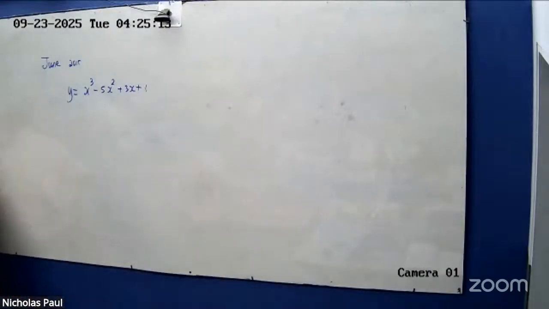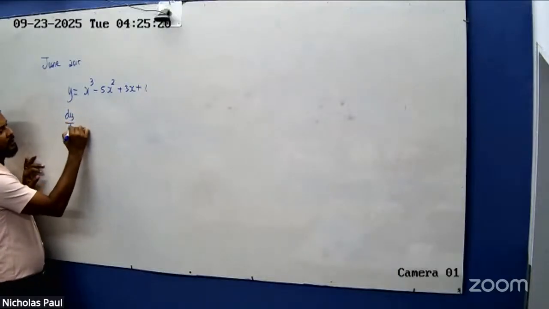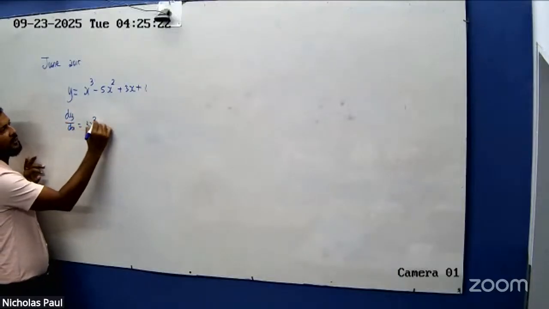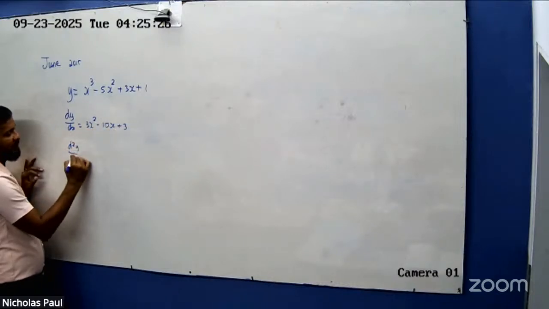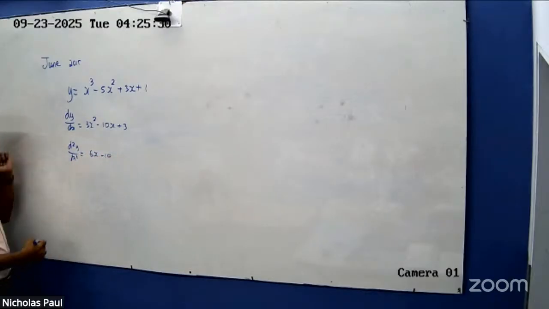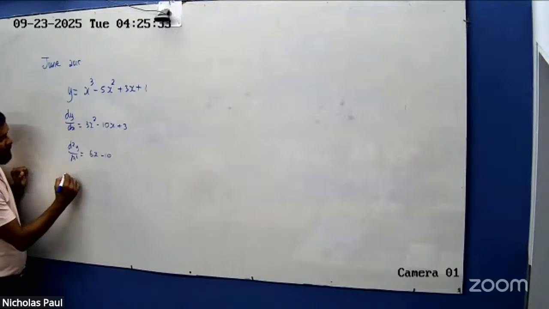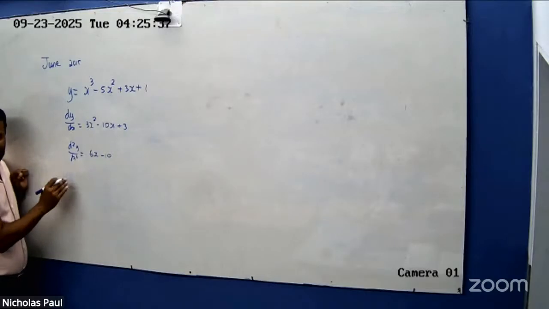Right. So first things first, what do we need? I'll just find both of them one time, right? dy/dx is 3x squared minus 10x plus 3. And d2y/dx squared is 6x minus 10. So what do we need? It's always important to tell them why you're writing something, right?